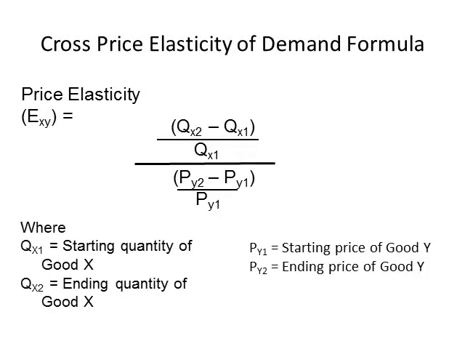Let's take a minute to define what each of the variables in the formula represent. QX1 represents the starting quantity of good X. QX2 represents the ending quantity of good X. PY1 represents the starting price of the second good, Y. PY2 represents the ending price of the second good, Y. The key to notice about this formula is that there are two goods in the problem to be referred to generically as X and Y.